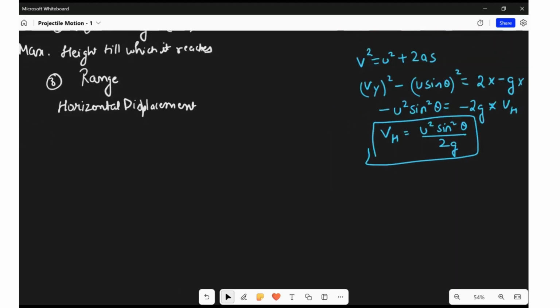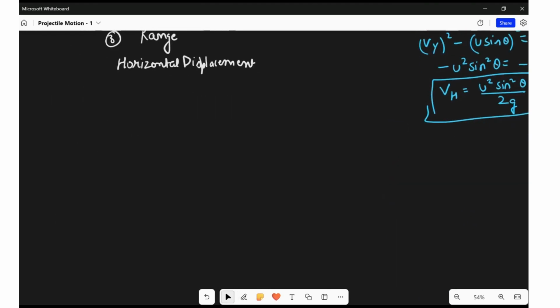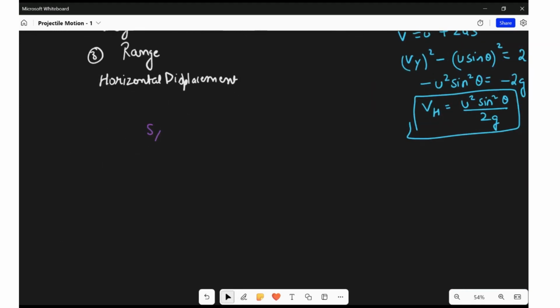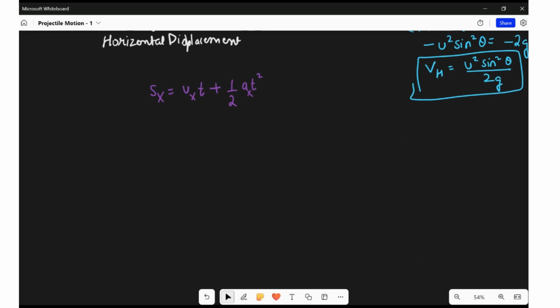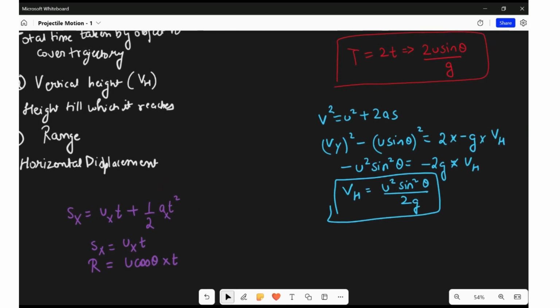Now the next thing we need to find is the range. Now range is along the x direction. So for the range, we can just take the SUVAT equation s is equal to ut plus half at square. Now s along x is u along x t plus half at square. Now a along x is 0, so s along x is u along x into t. We can take s along x as range. Let s x be R. U along x is u cos theta into t. Now from above, we have T as 2u sine theta by g.